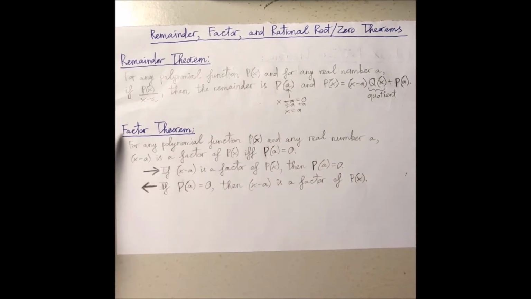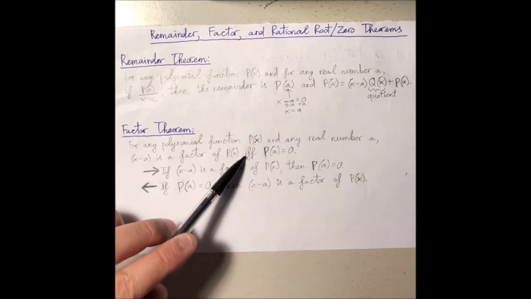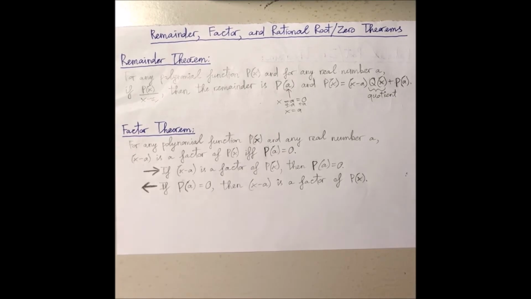Now the next one is the factor theorem. The factor theorem says for any polynomial function capital P of x and any real number lowercase a, the binomial expression x minus a is a factor of your polynomial function capital P of x if and only if, that's what IFF stands for, if and only if, the remainder, capital P of a, is equal to 0.